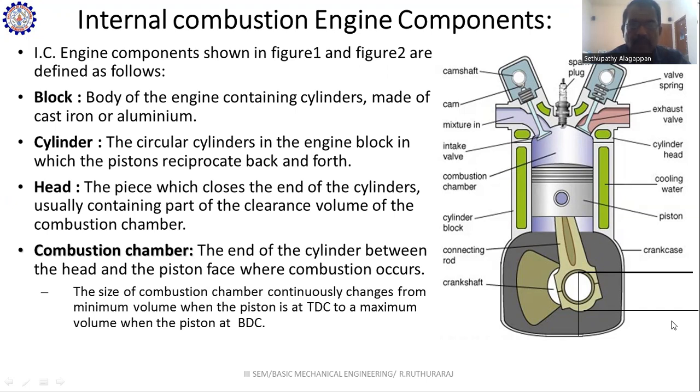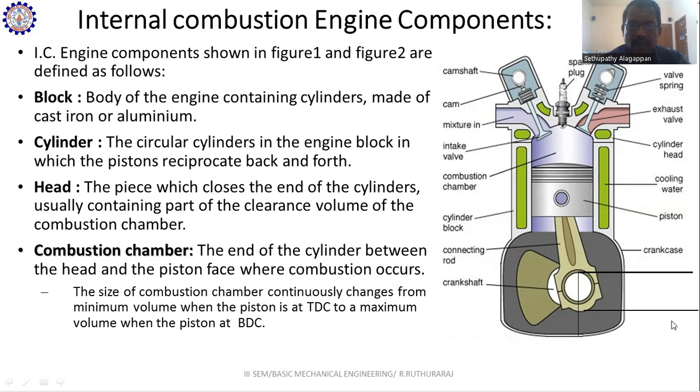So the IC engines have internal combustion and external combustion. In the internal combustion IC engines, what are the parts inside the engines and engine blocks? So the IC engine components are shown in the figure. The first one is the block, the body of the engine containing cylinders, made of cast iron or aluminum. So the block is the main part of the engine.